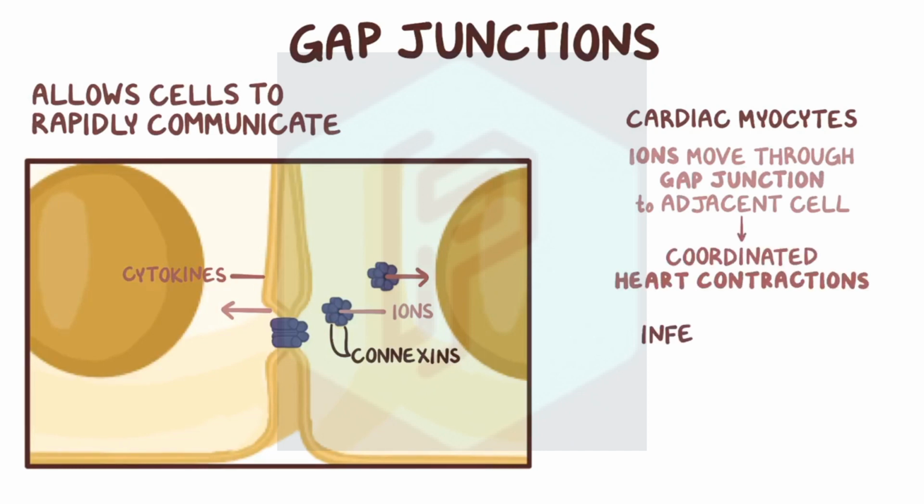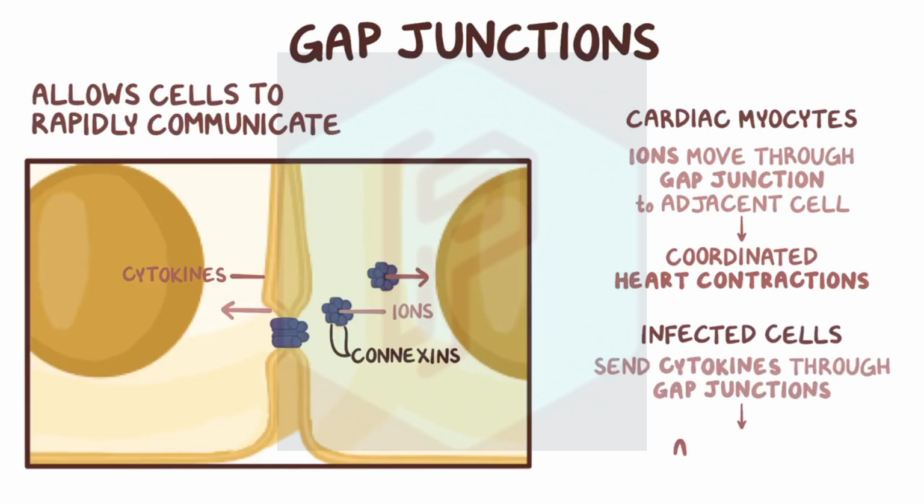Another example is when an infected cell sends molecules called cytokines through gap junctions to initiate apoptosis, or programmed cell death, in a neighboring cell. This is called the bystander effect, and it's an effective way to prevent the spread of an infection to neighboring cells, which can't host the pathogen if they've already died.